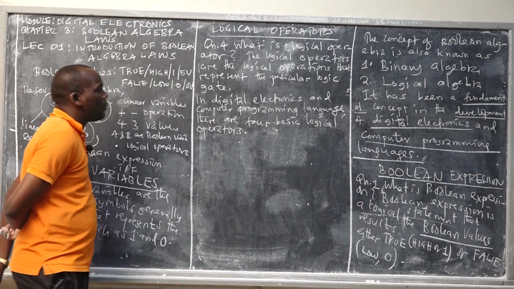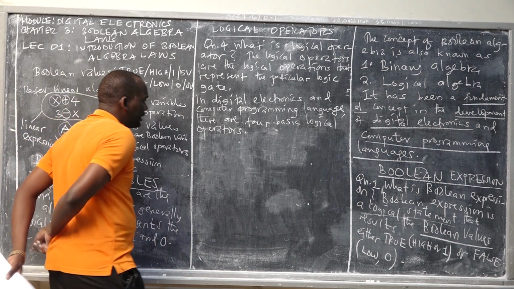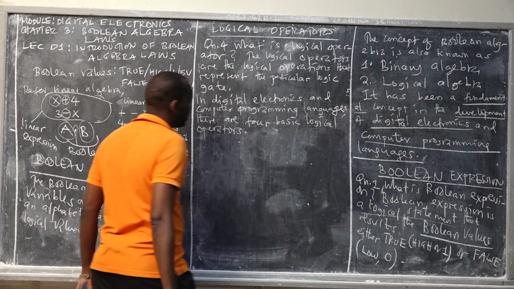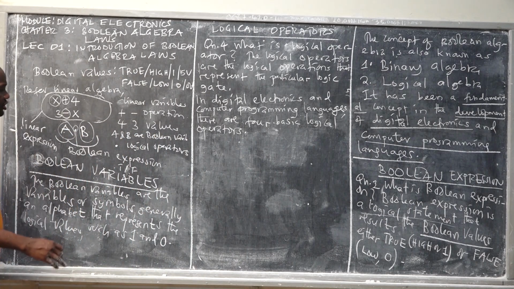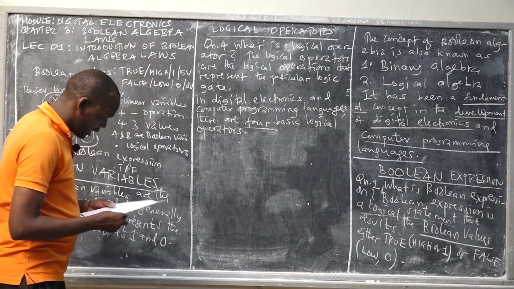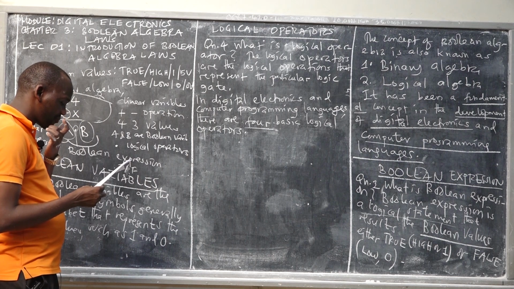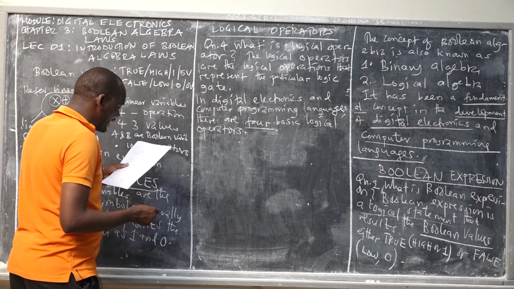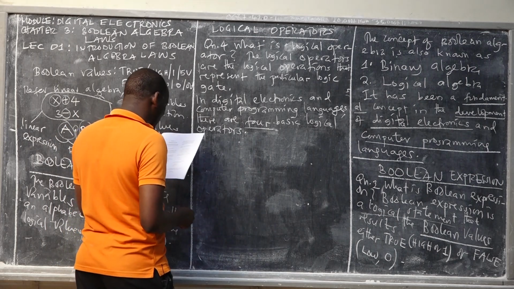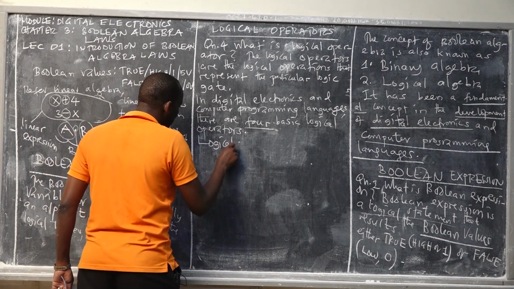So remember that these logical operators, we use them in digital electronics, but also in computer programming languages. Especially low-level machine language and high-level computer programming languages, they have 4 basic logical operators. So I will mention them based on where we use them. So let us discuss the logical operators used in digital electronics, and these are the logical operators that we are going to use in this module.